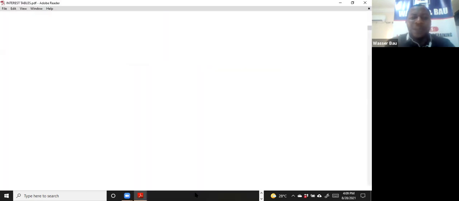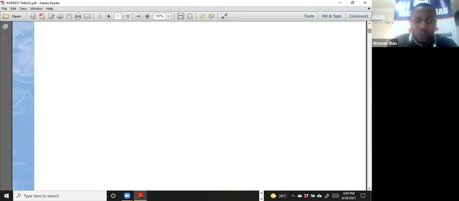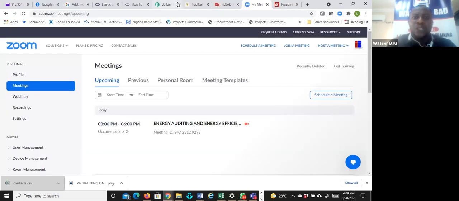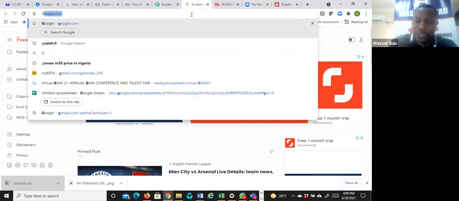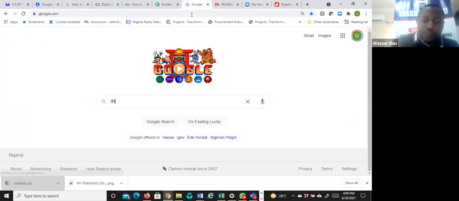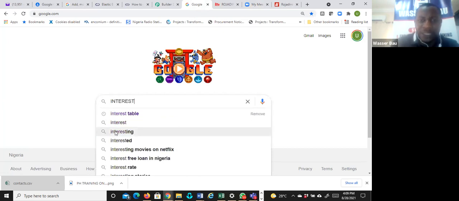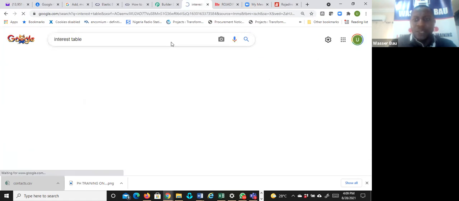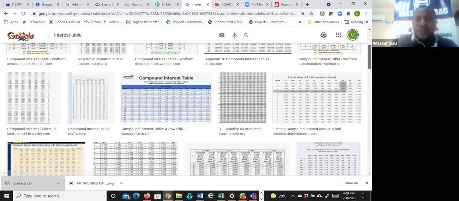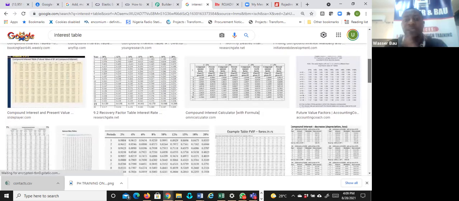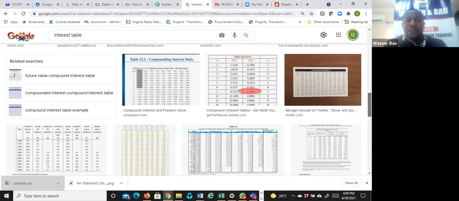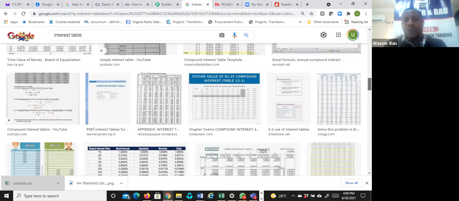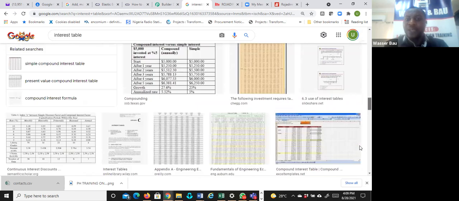This interest table is not something that just we produced. No, let me just do something now. If you go on the internet now, and I would like everybody, if you're online, you can try it. Or if you're not online, don't worry about it. If you're online, just go on Google and type interest table. It will bring millions of them. Okay, this is image. You can see they're all the same. There are millions of them. So these are all interest tables in Google.